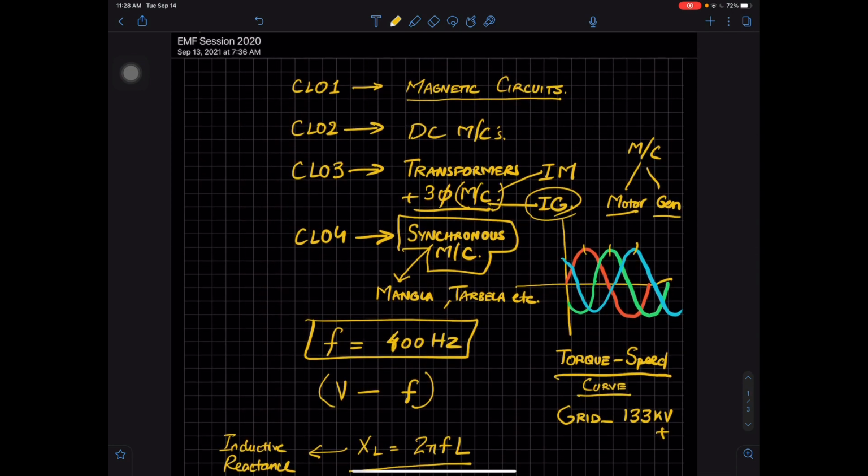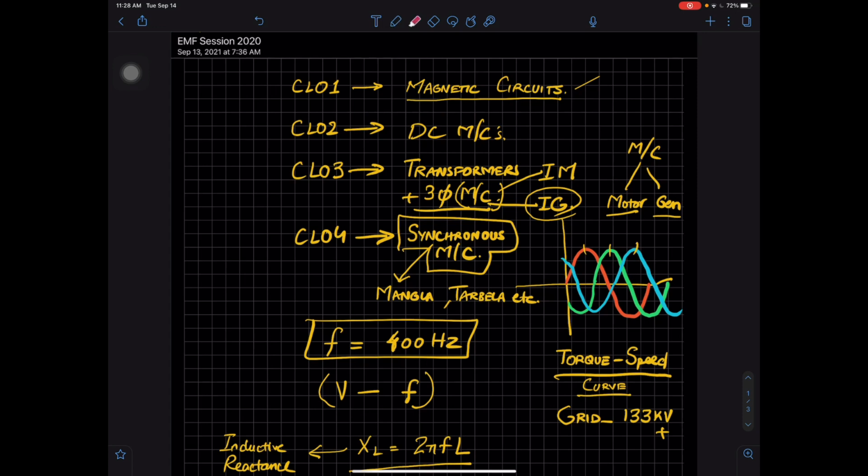But before I move on towards the overall DC motor, the course outline is available on your LMS. So just a brief discussion of all 4 CLOs. If you go with CLO1, which is applying the concepts of magnetic circuits for the performance evaluation of electrical machines, that goes on with the magnetic circuits, as you all know.